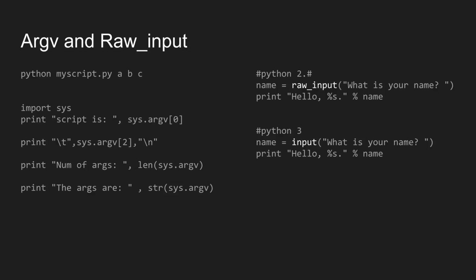But say for instance name equals raw_input. This is going to wait for a return character, and then continue.